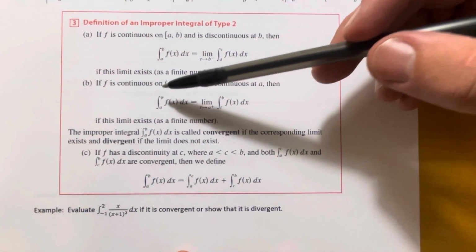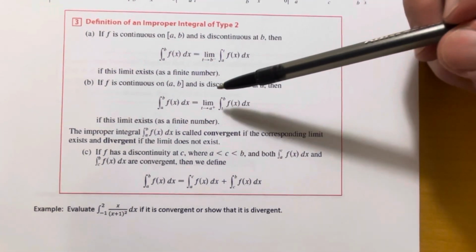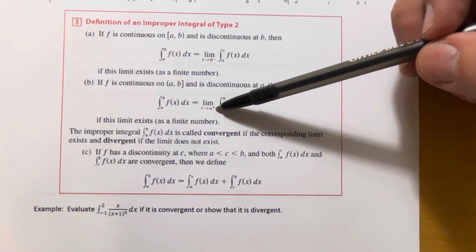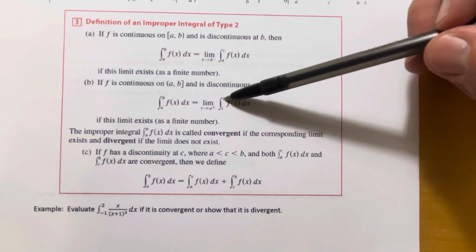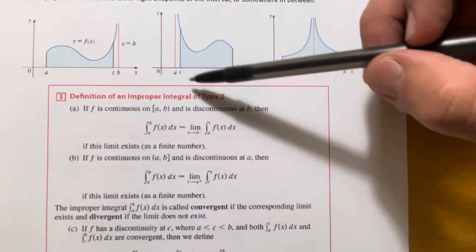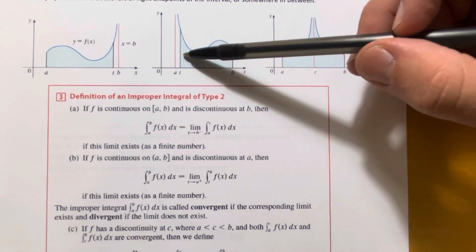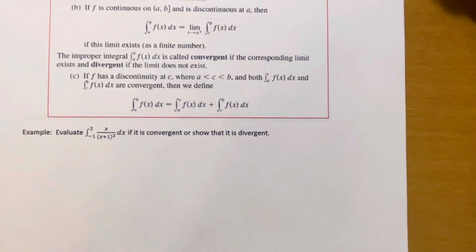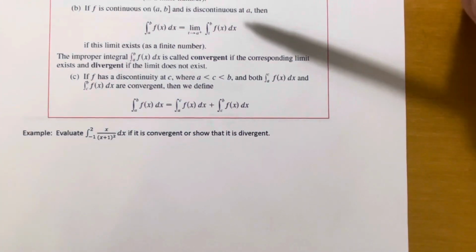Similar for a case where we have an infinite discontinuity at a, my left endpoint, we would take a limit as t approaches a, but this time from the positive side, so from the right, of the integral from t to b of f of x dx. So that's this case here, where t is approaching a, but from the right, accumulating more and more of that area. Finally, the third case is very similar to what we saw with integrals from negative infinity to infinity.